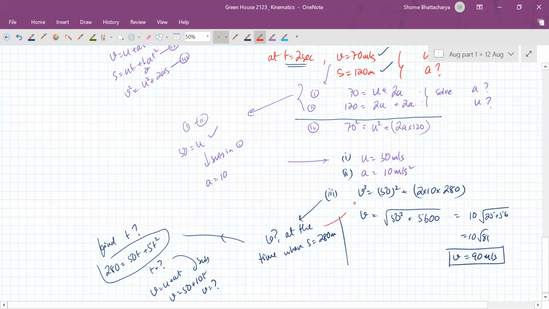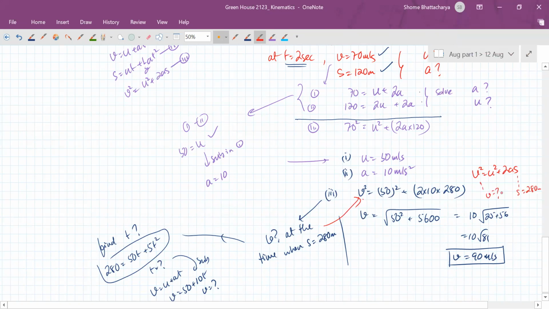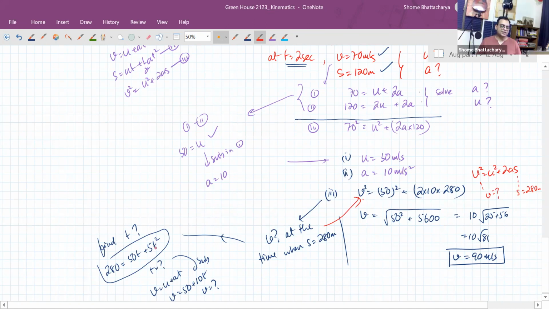So instead, we are directly solving. This is the relationship between v and s: v square is equal to u square plus 2as. In this we substitute the value of s as 280 meters to find out the velocity at that moment. Is it clear now? Understood, sir. You can go with the other method also, but it will be lengthy because you'll have to solve a quadratic equation to find time, then substitute that time in the first equation, and that will give you the velocity. But this is the faster method.